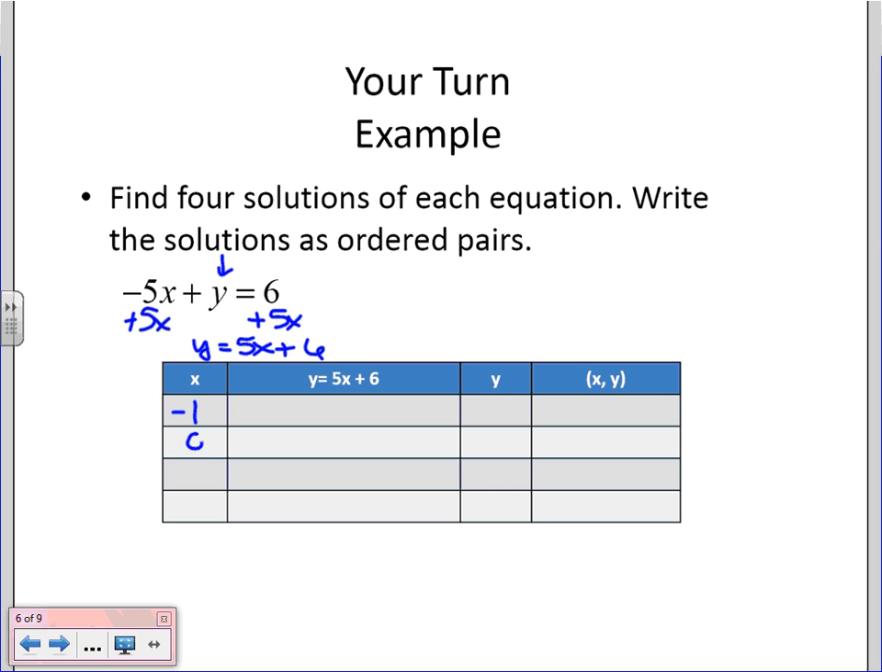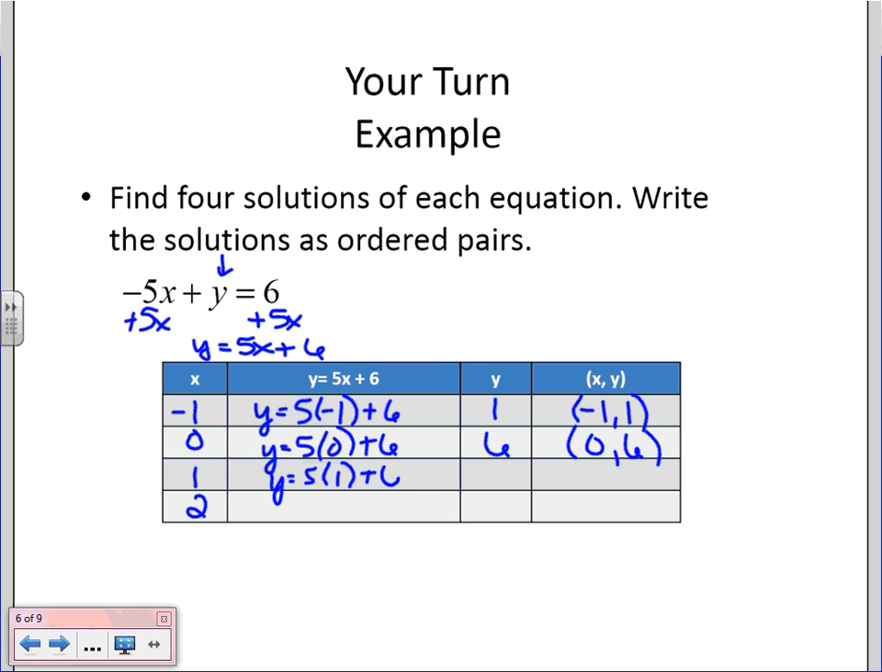So we want our consistent x values as negative 1, 0, 1, 2. And we plug in y equals 5 times negative 1 plus 6. We get 1. Our solution, our ordered pair, is negative 1, 1. Y equals 5 times 0 plus 6, 6, 0, 6. Y equals 5 times 1 plus 6. And we get 11, 1, 11. Plug in 2, 5 times 2 plus 6, 16, 2, 16. Hopefully you got all those right, and we're doing pretty good, guys.